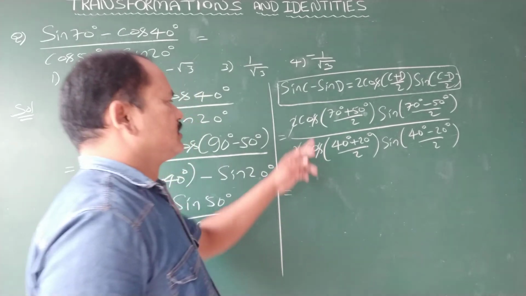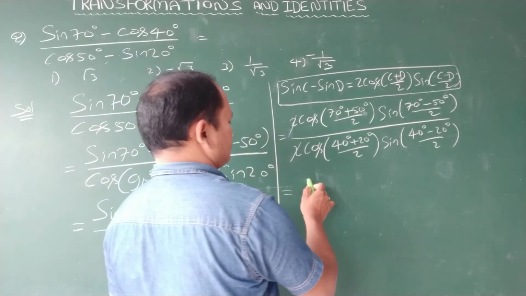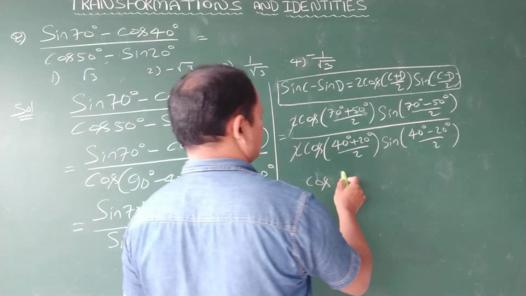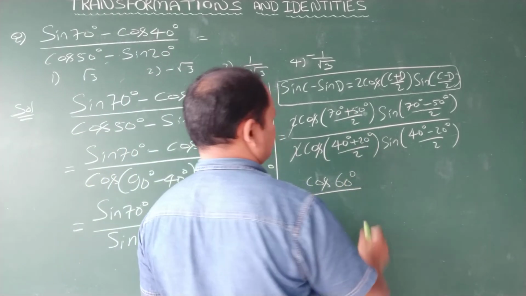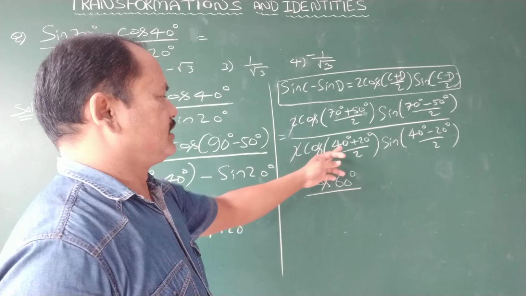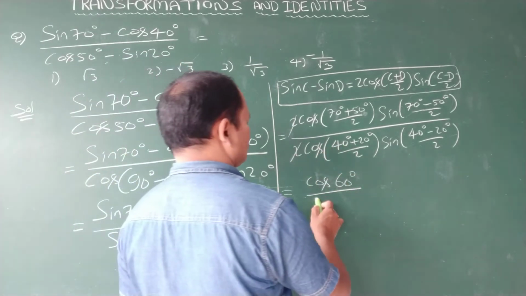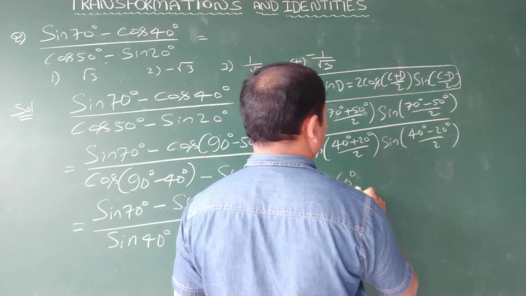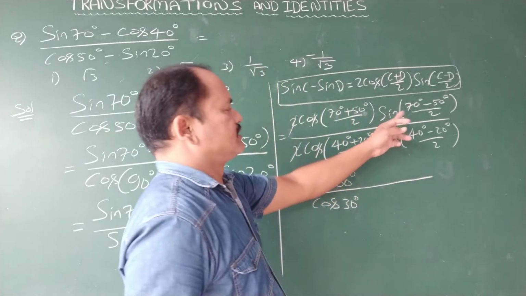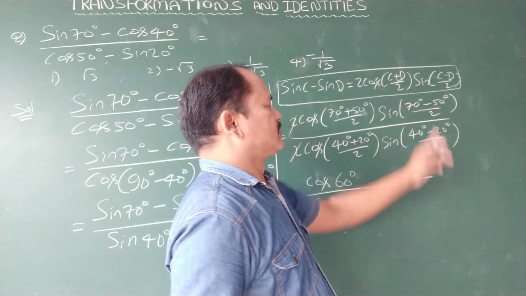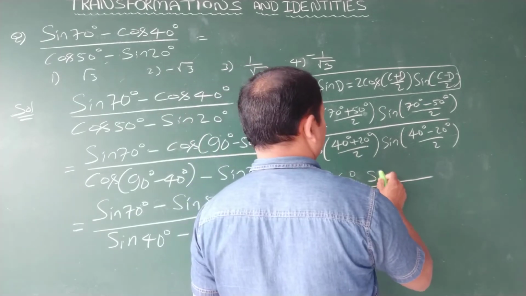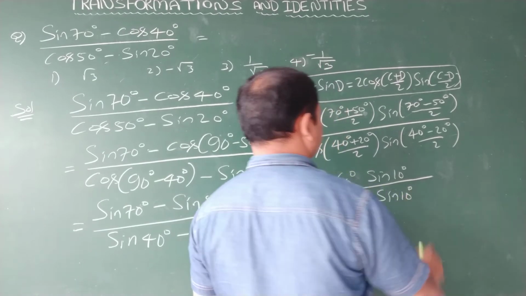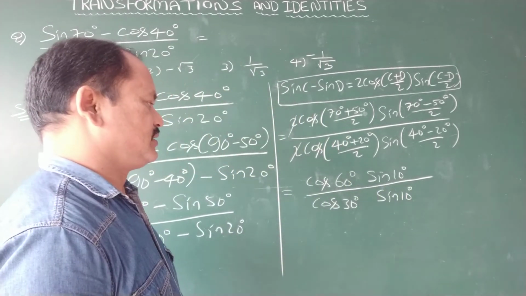Then it is cos 120 by 2. So that is cos 60 by 2, that is cos 30. Here it is sin 10 by sin 10 degrees. That's all.